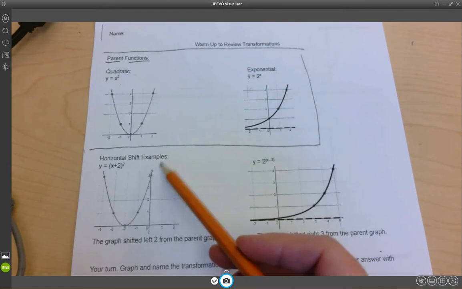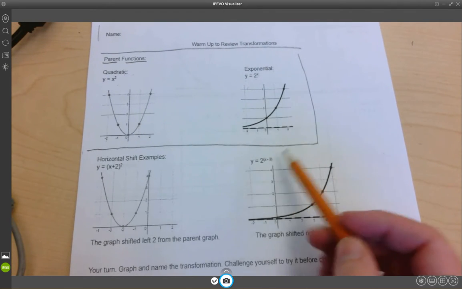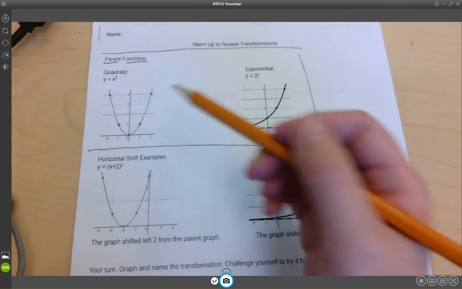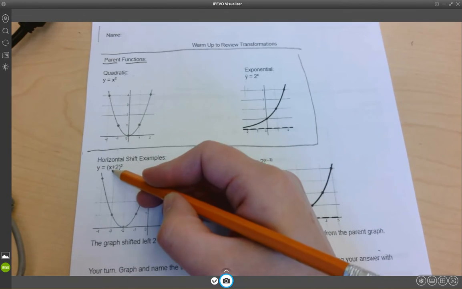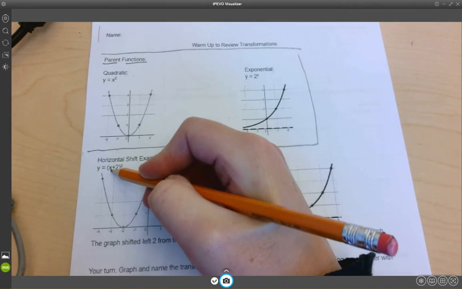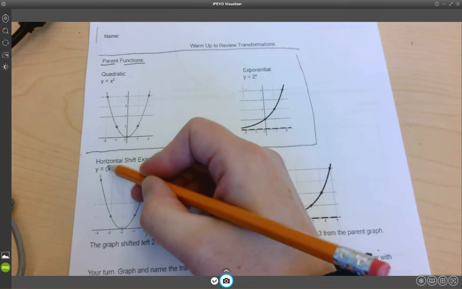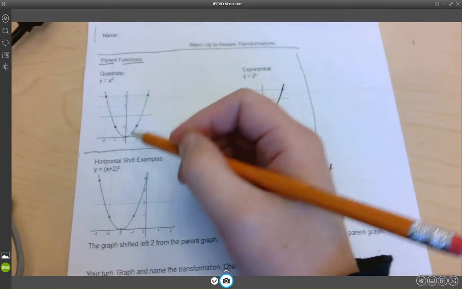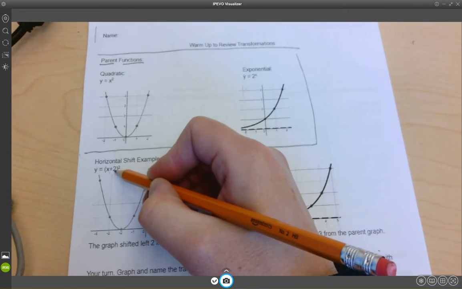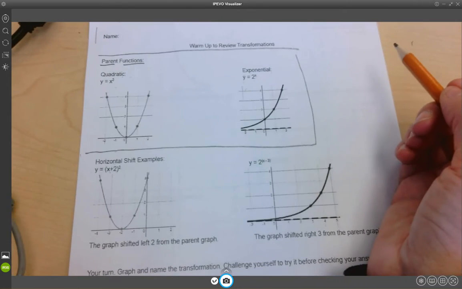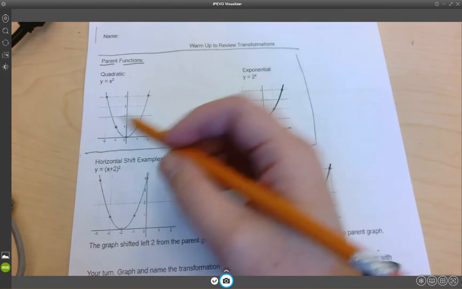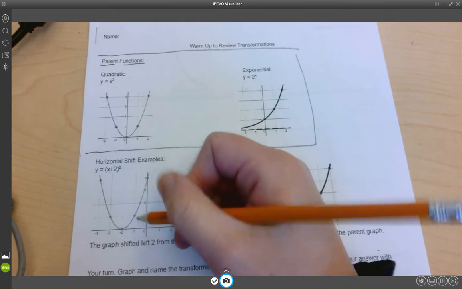So here are two examples of horizontal shift of parent functions. The first one, you can tell it's quadratic because it has an x in the base, not in the exponent. And because the plus 2 happens within the parentheses here, then it's going to be shifting left and right. And remember, the left-right shifts are always opposite of what you think they're going to be. So this function is actually shifting to the left 2.